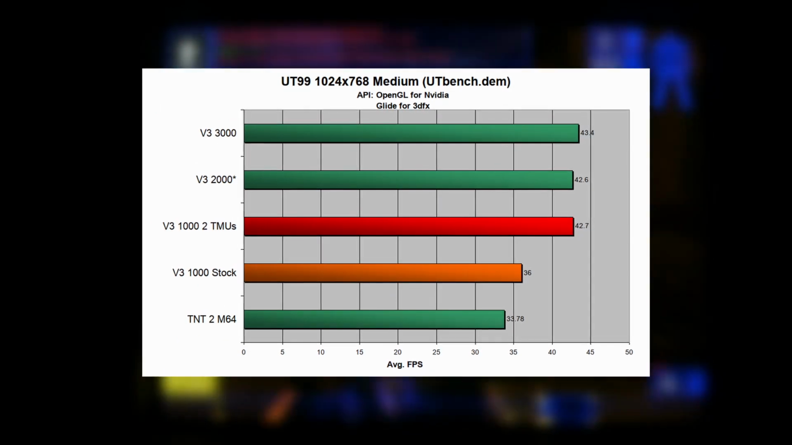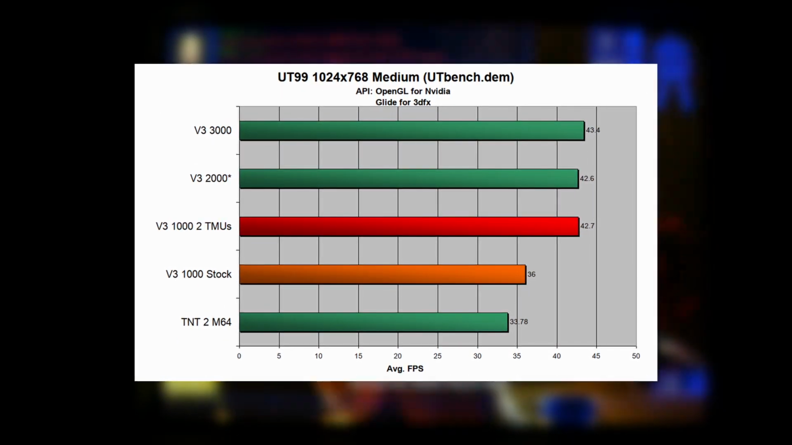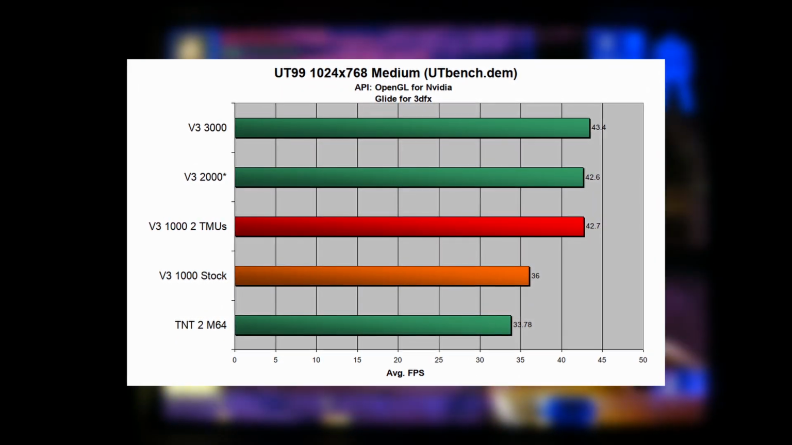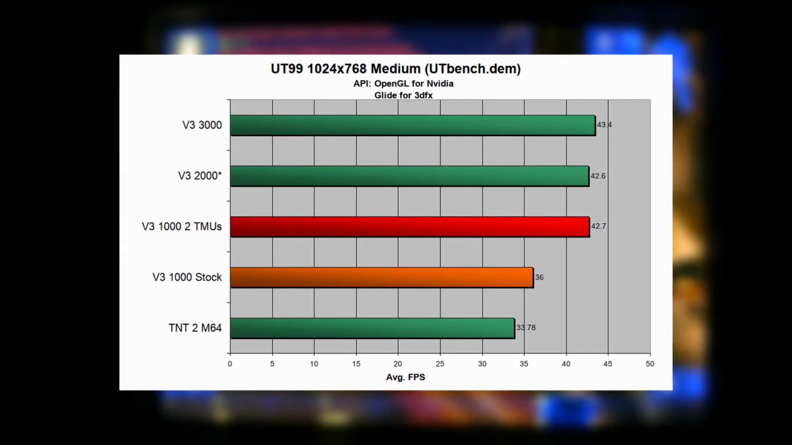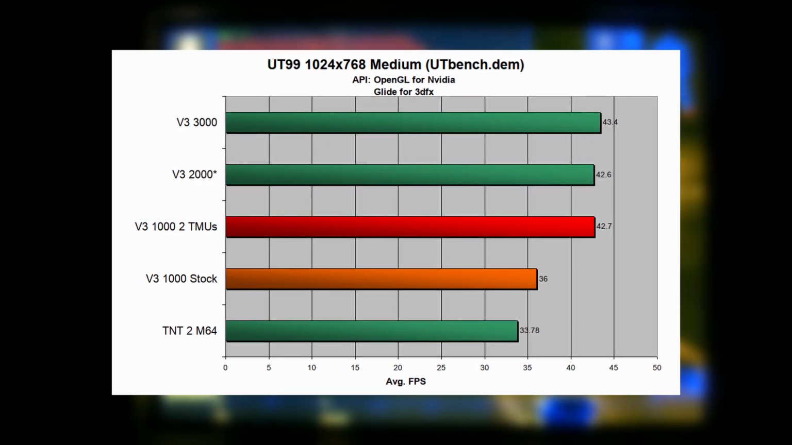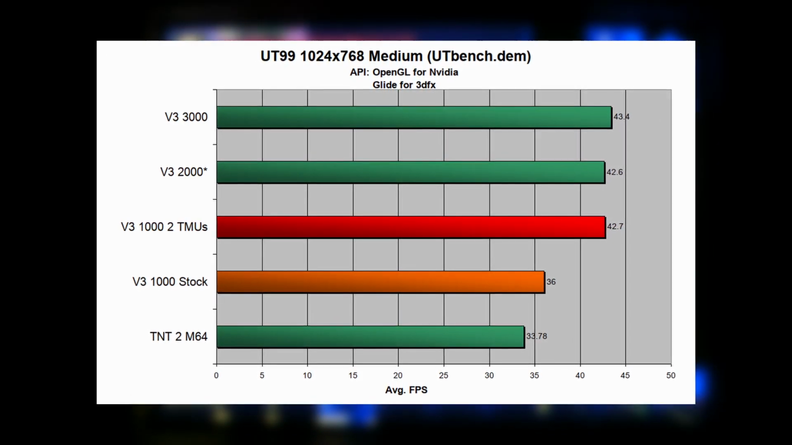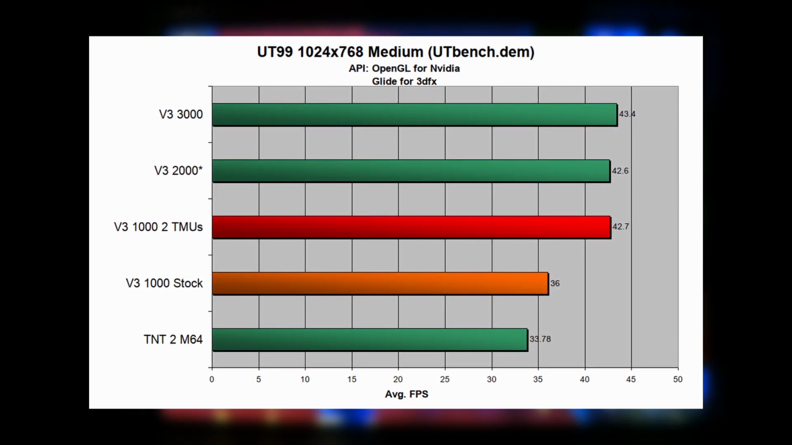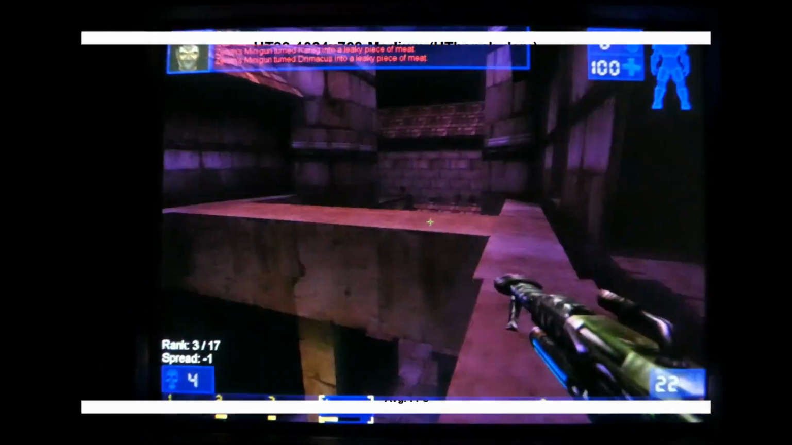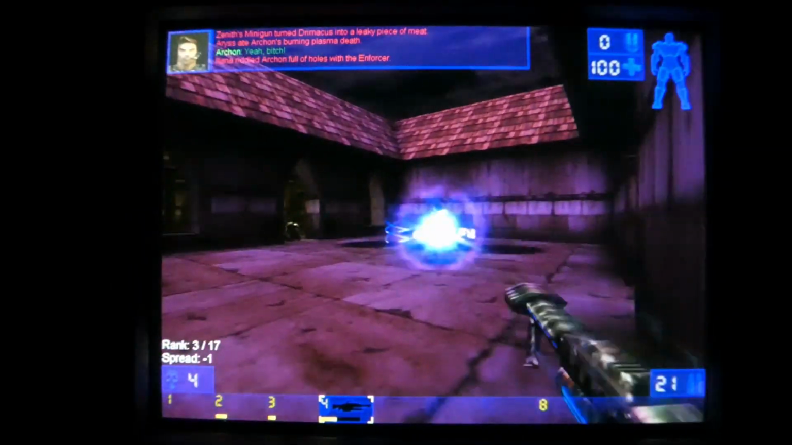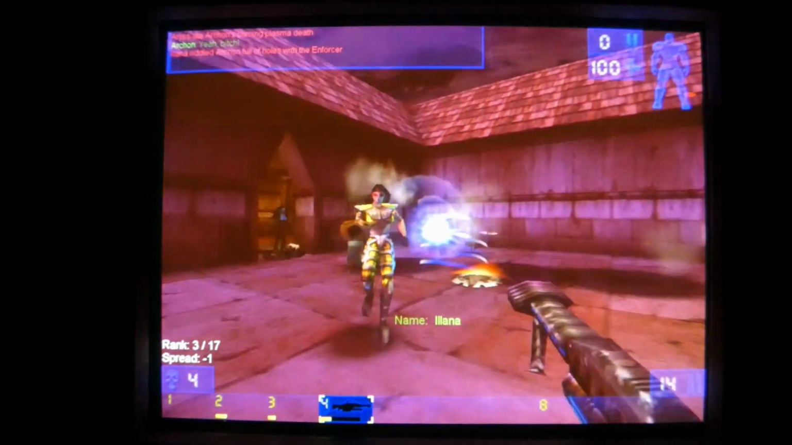The gap closes significantly in UT99, with the 1000 2 TMU, 2000, and 3000 all within 1 FPS of each other. I'm not sure what the bottleneck here is exactly, but it may be down to the CPU or some sort of architectural limitation, as the demo file I used is very intensive with a lot of action.